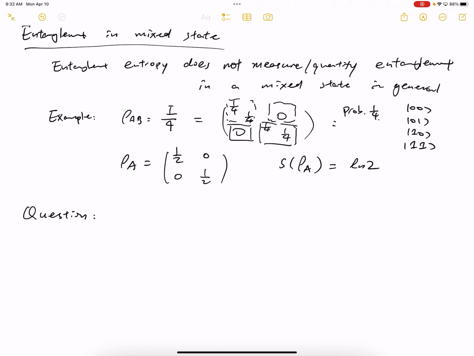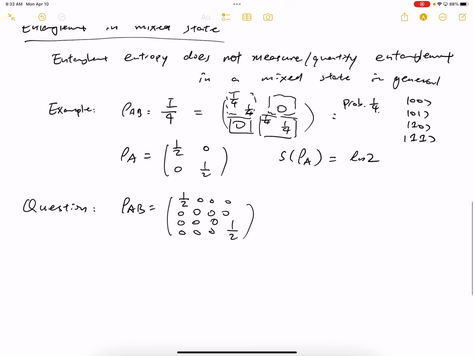Okay, so now question. Let's make a more complicated state, instead of this kind of trivial state. I want to ask you for the state rho AB, which is given by this: 1/2, 0, 0, 1/2, and 0 everywhere else. I want you to calculate the entanglement entropy for this system.